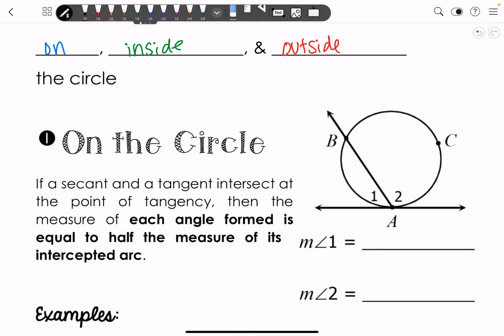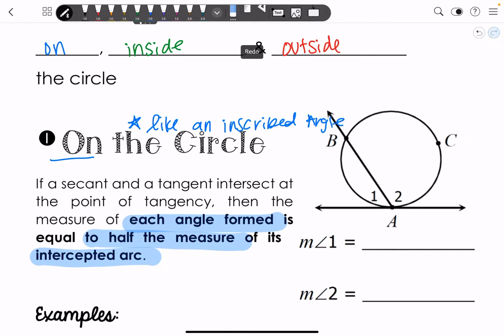The first kind that we're going to work with is on the circle. Now, if it's on the circle, then each angle formed is going to be equal to half the measure of its intercepted arc. Pretty much, I want you to treat this like it's an inscribed angle, because that's the exact same formula. If you've got the measure of angle 1, then it's going to be equal to half of the measure of arc AB. Same thing happens with angle 2, where it's going to be half the measure of arc BCA, even if it's a major arc. It doesn't matter if it's a major or a minor. It's still going to be half of that arc.